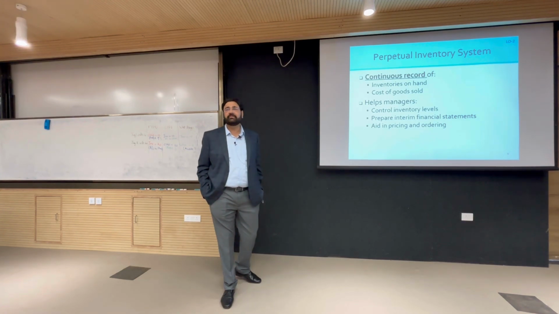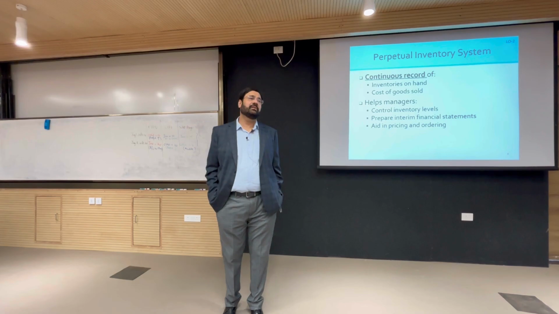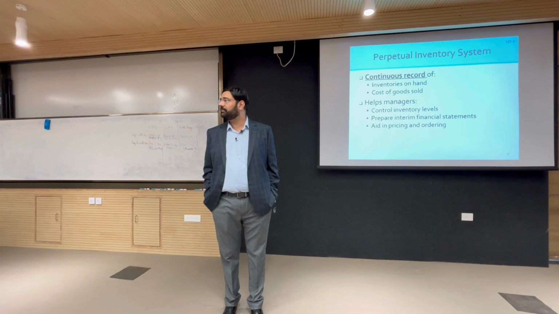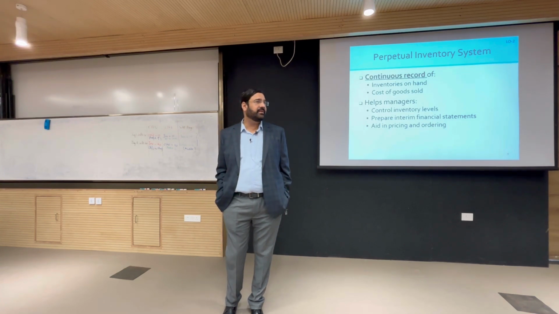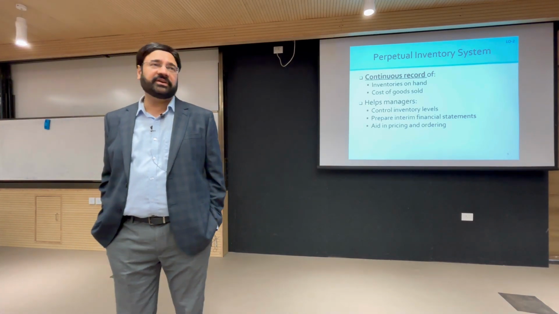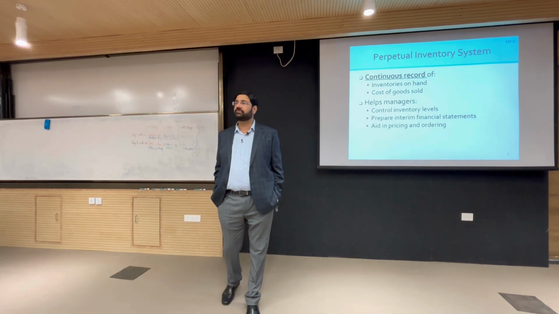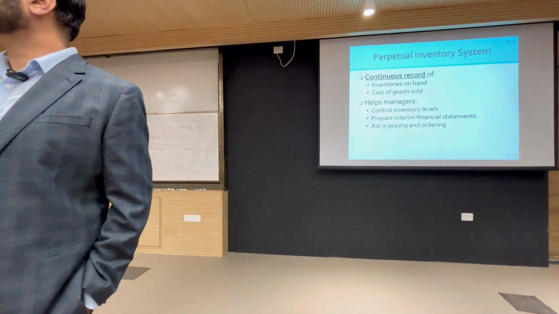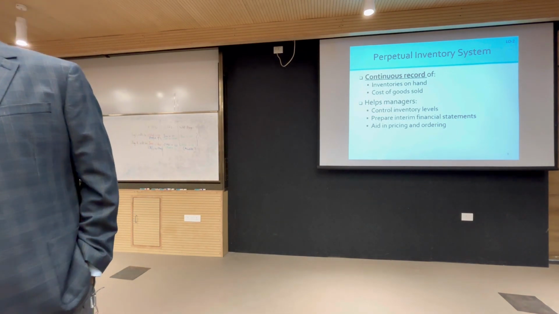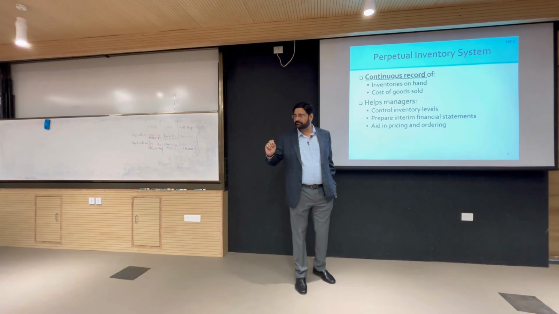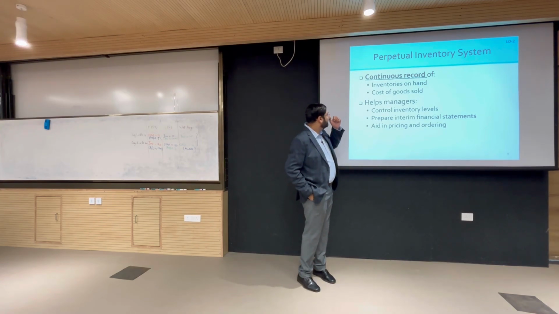In a perpetual system, as the name indicates, inventory is being monitored on a perpetual basis. So at any point of time, you would know what is the closing balance of inventory and what is the cost of goods sold, right? So coming back, what is a perpetual system? First we will do some theory and then we will do a worked example where you actually get to learn something. So it's a continuous record of inventories on hand and cost of goods sold.